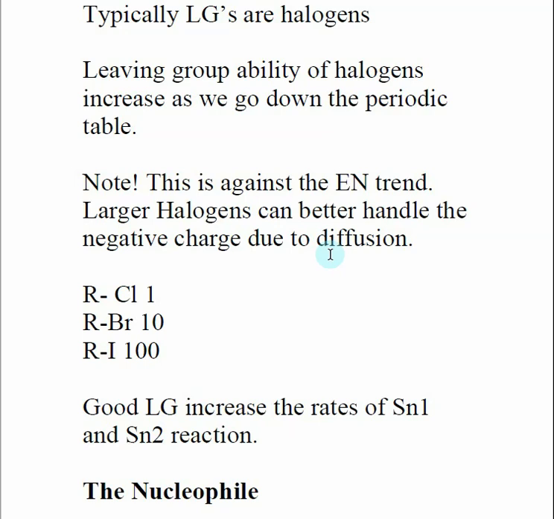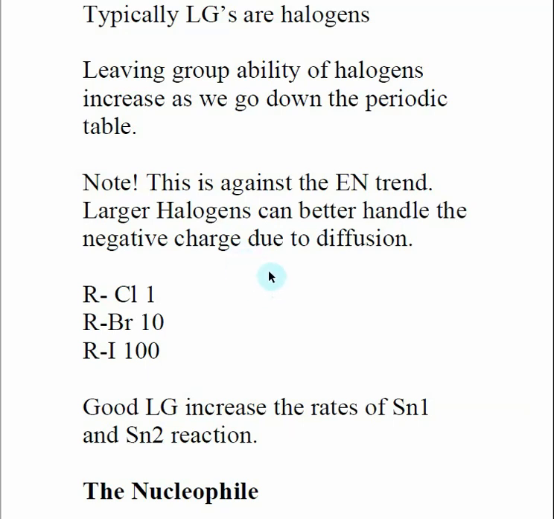So remember, the trend for ionic radius is as we go down and to the left of the periodic table, we tend to get larger. Electronegativity says as we go up, we get more electronegativity. Ionic radius says that as we go down, we become larger. And in fact, this larger trend tends to override electronegativity.